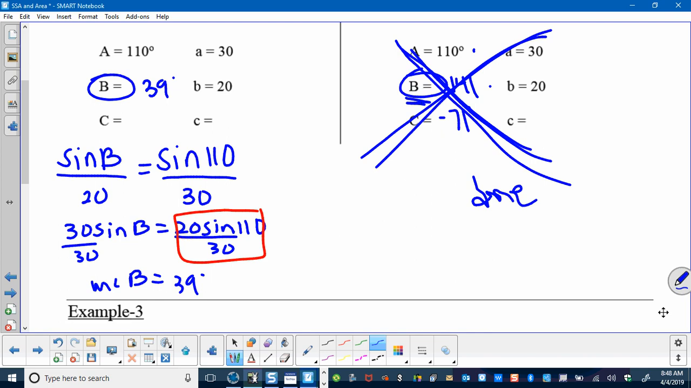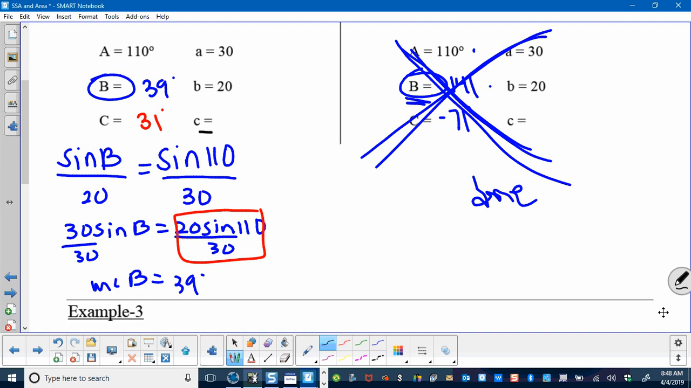Do you get to stop solving the problem? No, you still have one perfect triangle on the left side in case 1. So for this one, you can do 180 minus 110 minus 39 to get the third angle. And check that in your calculator or your brain. You'll get 31 degrees. Then you'll perform law of sines again to find that missing side, side C.